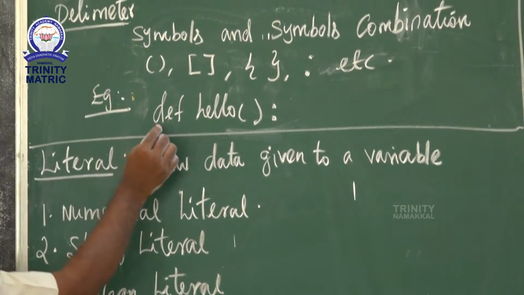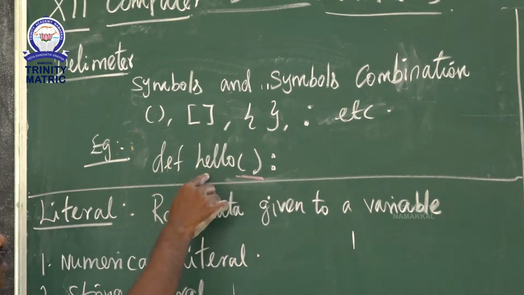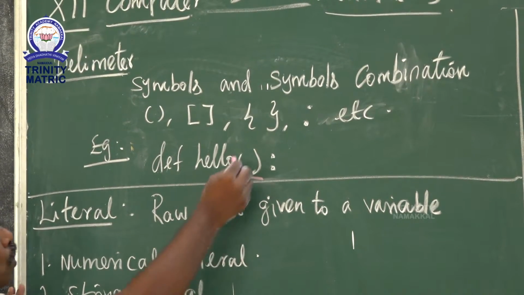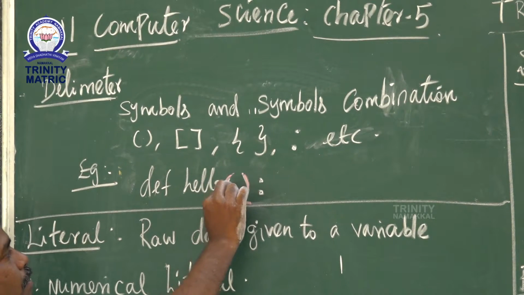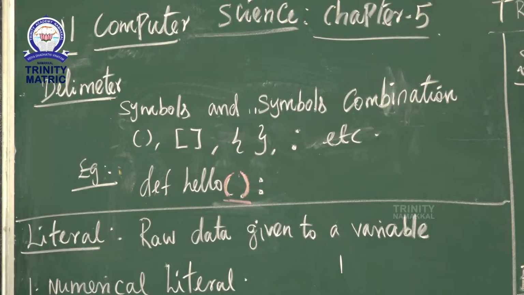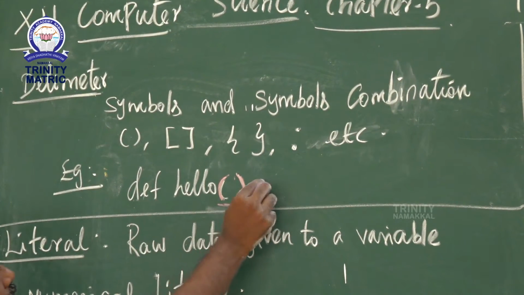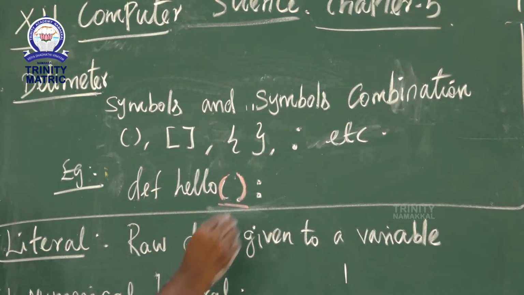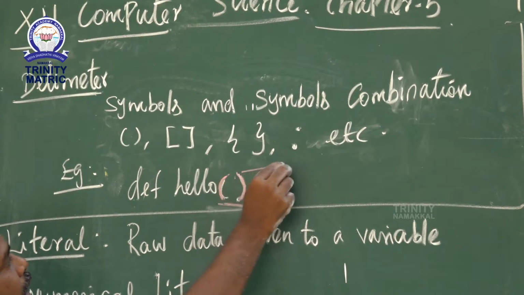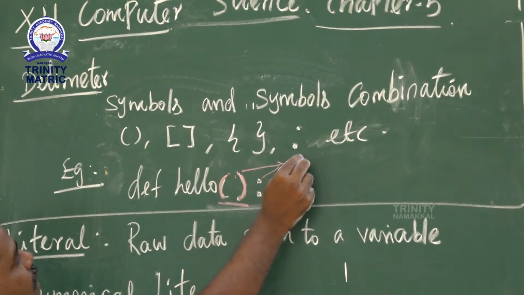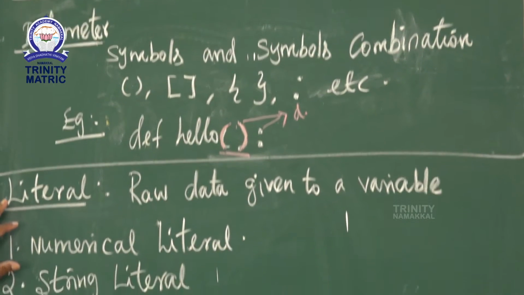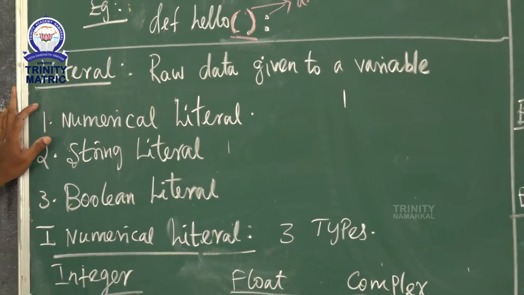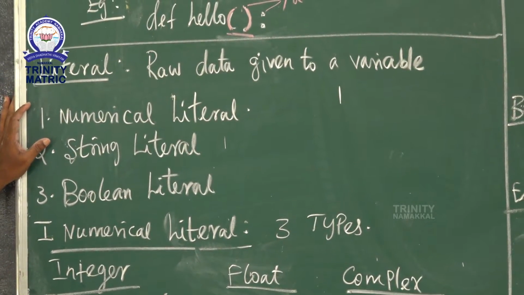See the example: def hello. Here hello is a function. To indicate the function, the parenthesis symbol is used, and all functions should be terminated with a colon. So colon is a delimiter and parenthesis is a delimiter. Understand? Right. Next, literals. Literals are nothing but raw facts, raw data given to a variable.